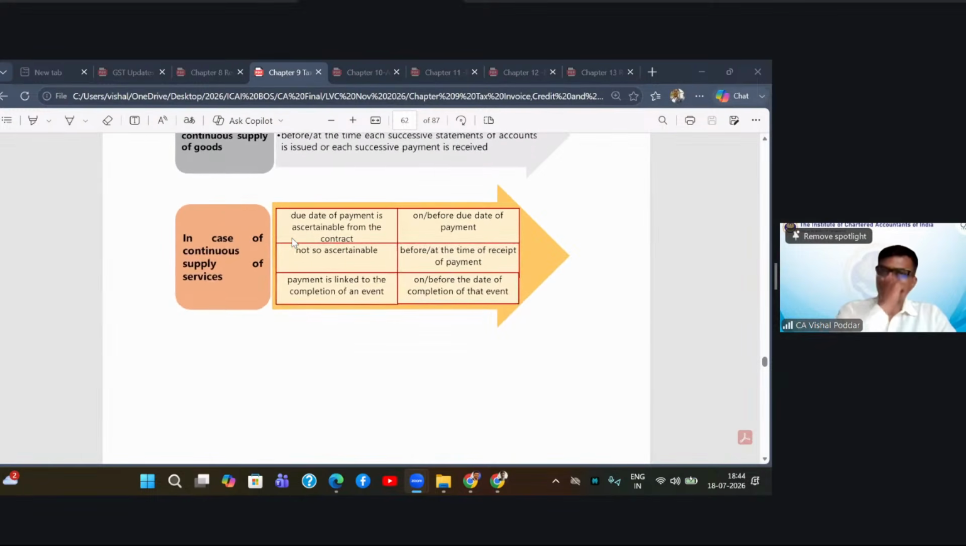However, where it is continuous supply of service, in that case, there are three possibilities. You have to check whether there is any due date provided for making payment.